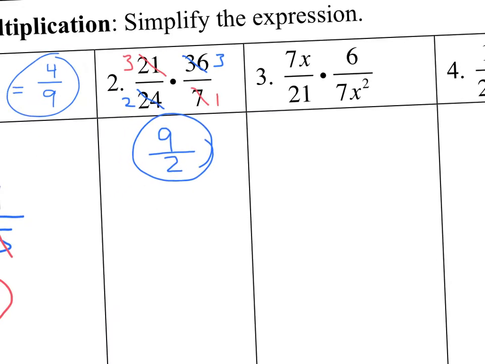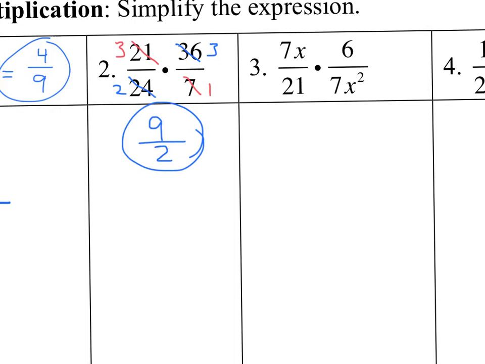You don't have to show it this way, but again, the 21 is 7 times 3. The 36 is 3 times 12. The 24 is 2 times 12. And the 7 is 7 times 1. And now we start reducing things that are common, and we end up with the same answer. So factoring out and reducing.